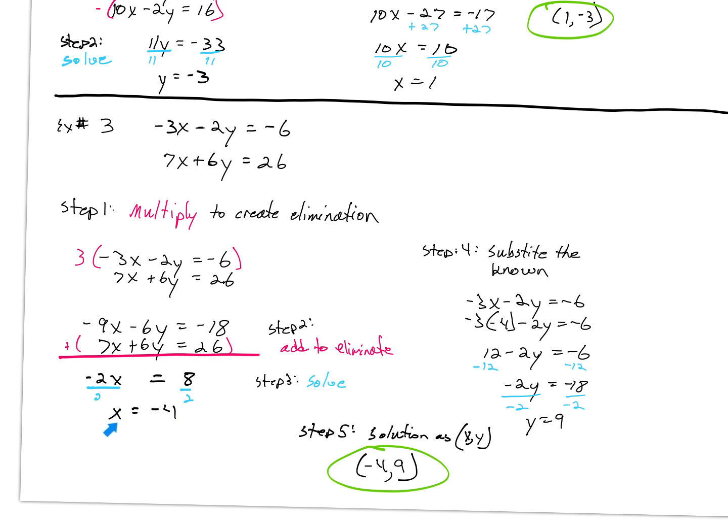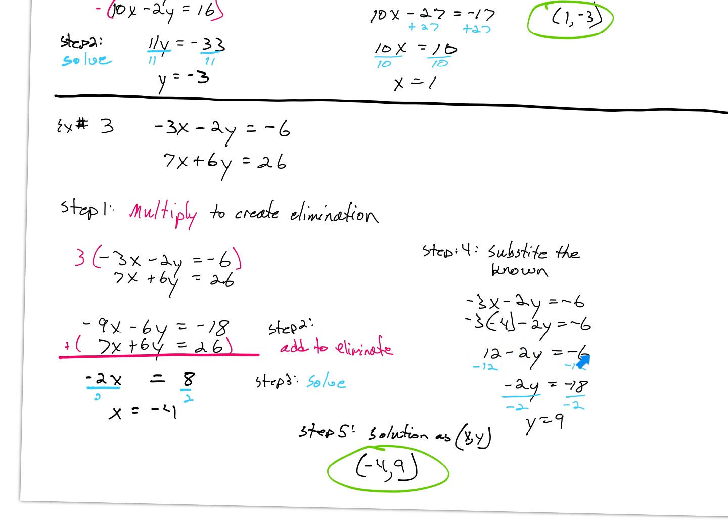Okay, then again, once you know the variable, you substitute it into one of the equations to determine the other variable. So if we know x, we can determine y. So here I've done that. I've picked the first equation in its original form, negative 3x minus 2y equals negative 6. And I just, negative 3 times the x, so I plugged in my negative 4. I substituted it in there. Negative 3 times negative 4 is positive 12. Minus 2y equals negative 6.